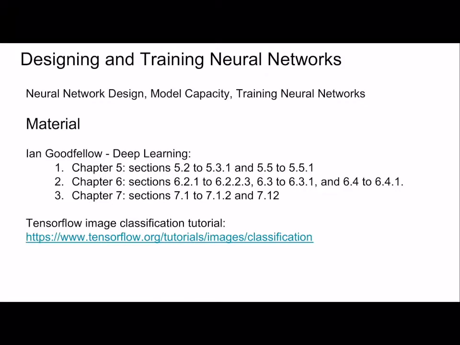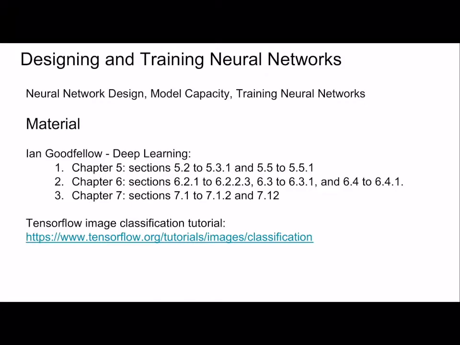First, we're going to talk about neural network design. So we are going to discuss how to choose the activation functions, how to choose the number of neurons, how to choose the number of layers in our network. We're also going to talk about model capacity, and that is basically the complexity of the neural network. Essentially, it is the ability of the network to fit a wide variety of functions. And then we finally will go through the process of training a neural network and what things you need to keep in mind when you go through that process.